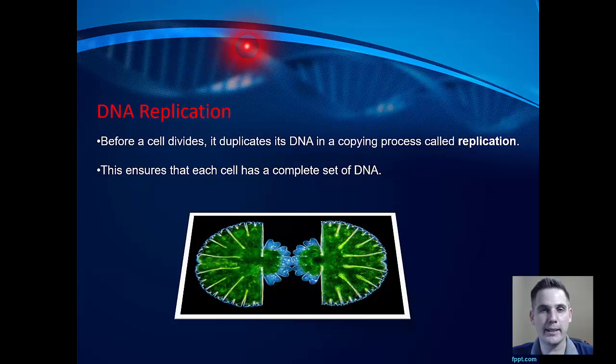Before a cell divides, it duplicates its DNA in a copying process called replication. This ensures that when a cell divides, like for example, when you get hurt and your body needs to heal that injury or that cut, and it does so by making a scab, well, it does that by dividing cells to make new cells. But those cells need a complete set of DNA, and that's what replication tries to guarantee.